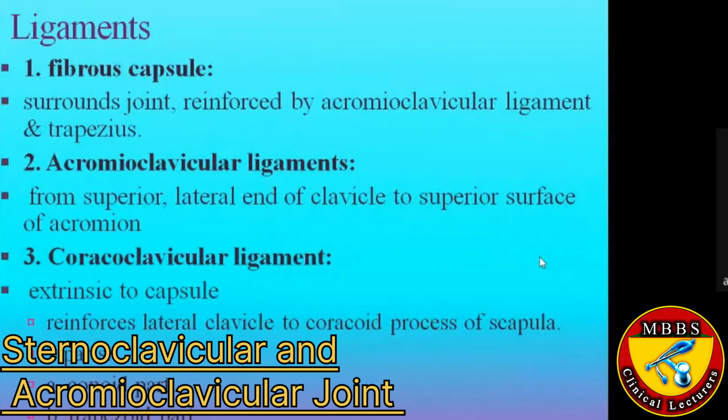Now, coming to the ligaments of the acromioclavicular joint, the first thing we have seen is the fibrous capsule. It surrounds the joint as the joint capsule, and it is also reinforced by the acromioclavicular ligament, plus a muscle, the trapezius muscle. The acromioclavicular ligament reinforces the fibrous capsule. It runs from the superior lateral end of the clavicle to the superior surface of the acromion. The third one, the main bond of union, is the coracoclavicular ligament. This lies extrinsic to the capsule and it connects the lateral clavicle to the coracoid process of the scapula. This coracoclavicular ligament comprises two parts. One we call the conoid part and the other we call the trapezoid part.